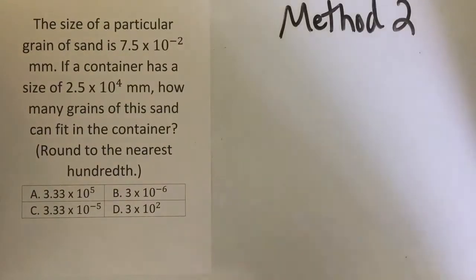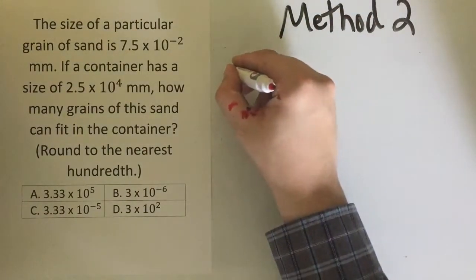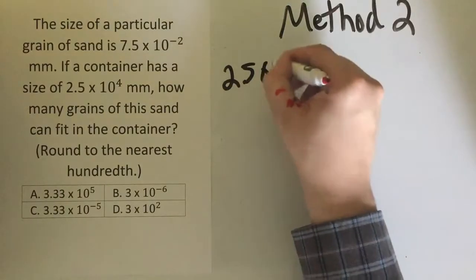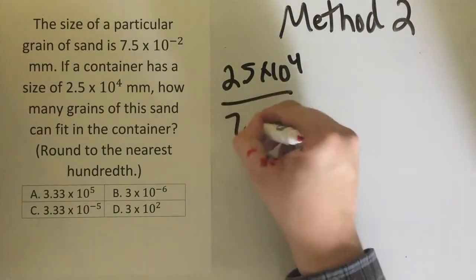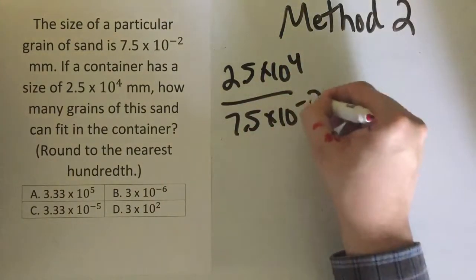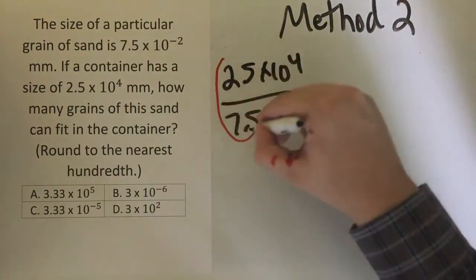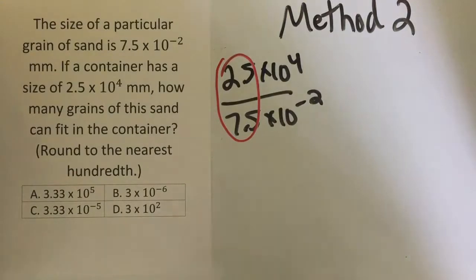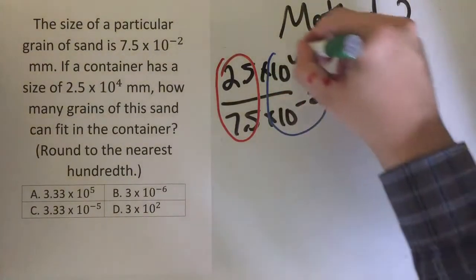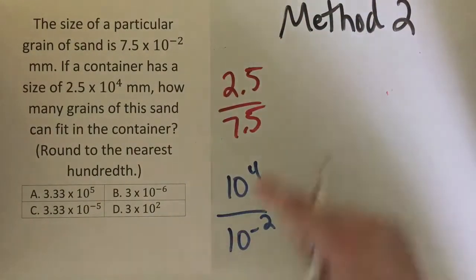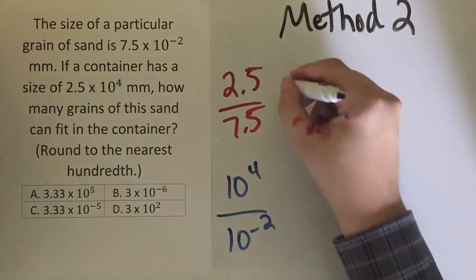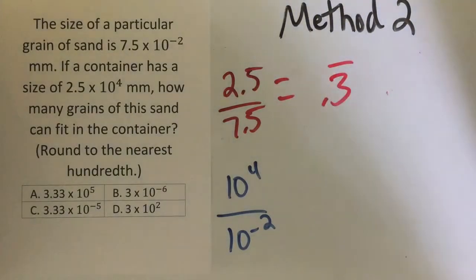Now for our second method. Again, we know we are dividing 2.5 times 10 to the fourth by 7.5 times 10 to the negative second. What you may not know is that you can divide these numbers separately from the tens with the exponents. As you can see, I've separated the numbers from the tens with the exponents. 2.5 divided by 7.5 is 0.3 continuous.